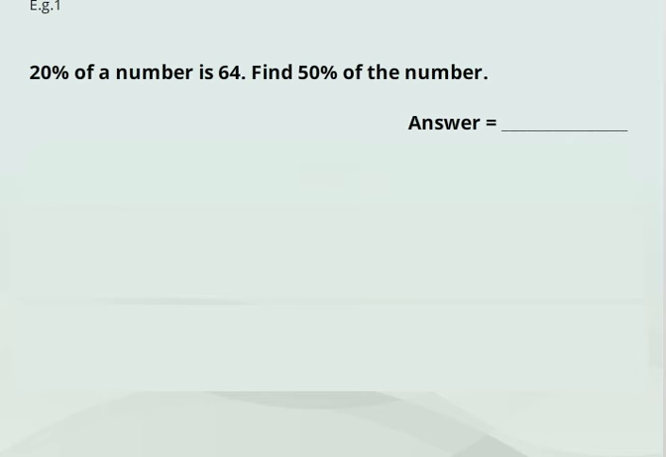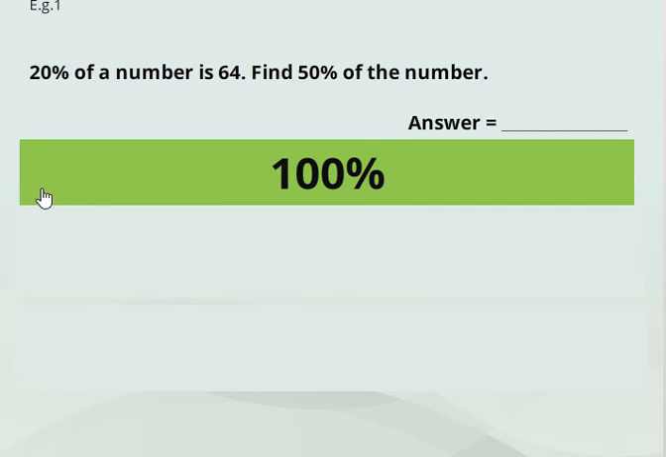So the first thing we have to do is think about the first part of the question. We've got to do some work with this first part of the question before we can move on to finding 50% of the number. So we know that to answer the second part of the question, to find 50% of it, we need to find 100% of it first, divide it by 2 to find 50%. But how are we going to find 20% to get 100% of the number?